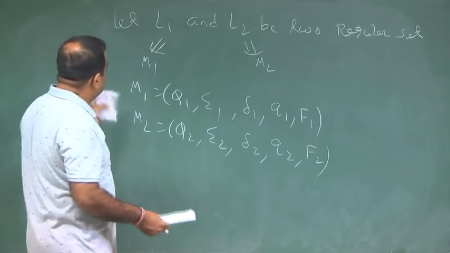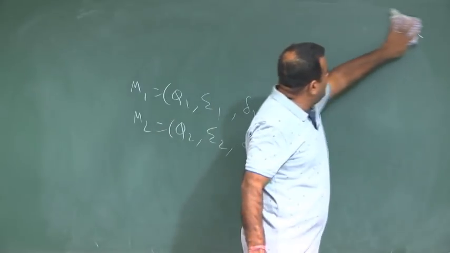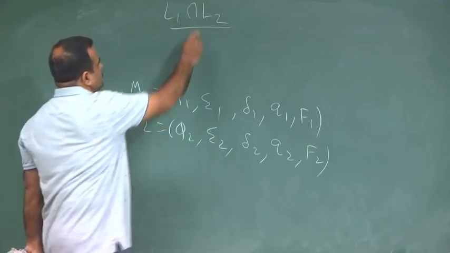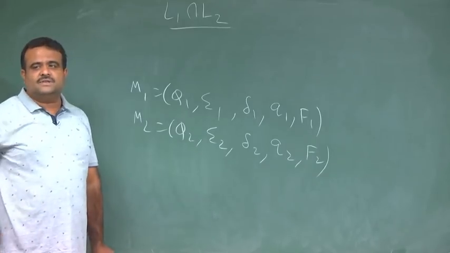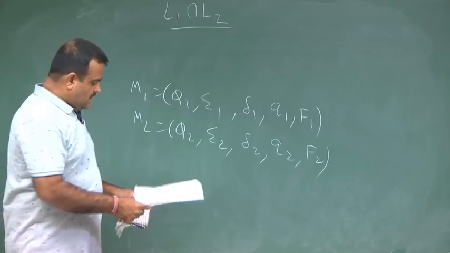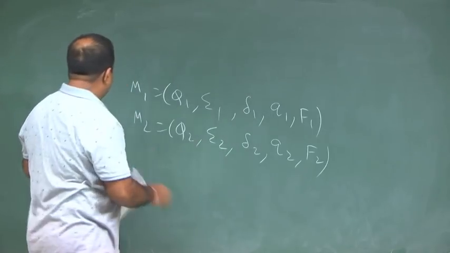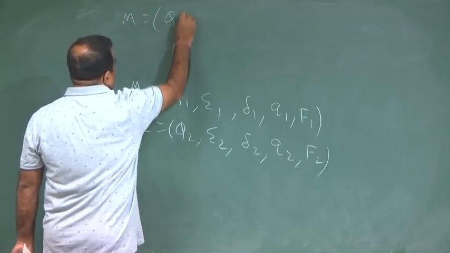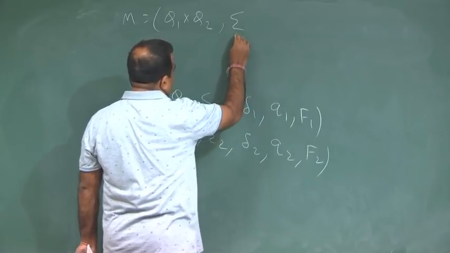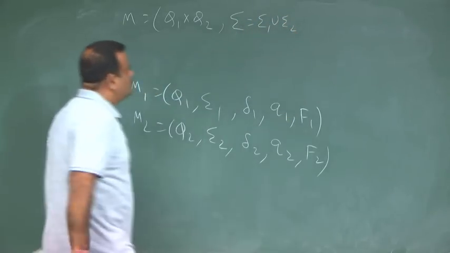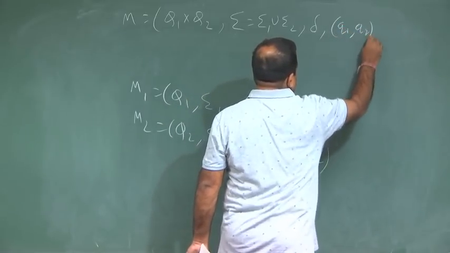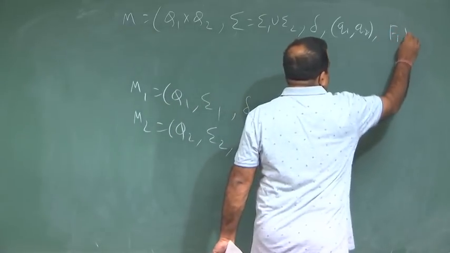Now, given this, we want to construct a DFA which will accept the language L 1 intersection L 2. If we can construct a DFA which is accepting it using these two DFAs, then we can say L 1 intersection L 2 is regular. Now, how to construct? We choose an M which is Q 1 cross Q 2, and sigma which is sigma 1 union sigma 2. If sigma 1 and sigma 2 are the same, then it is just sigma. Then the start state is q 1 comma q 2 and the final states are F 1 cross F 2.